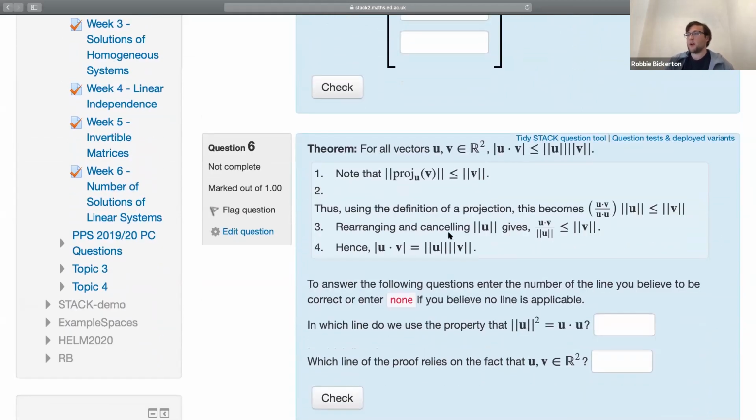And then they're asked to use the definition of a projection in the second proof in question 6.